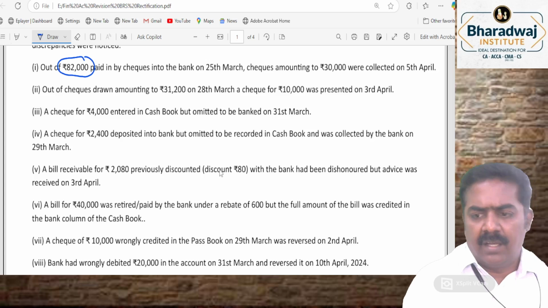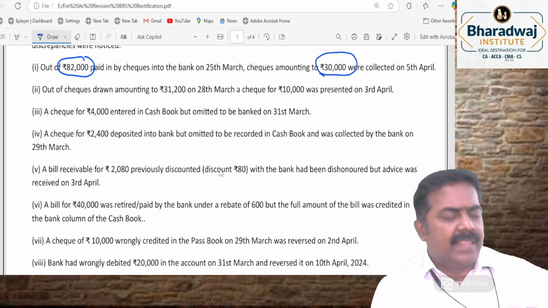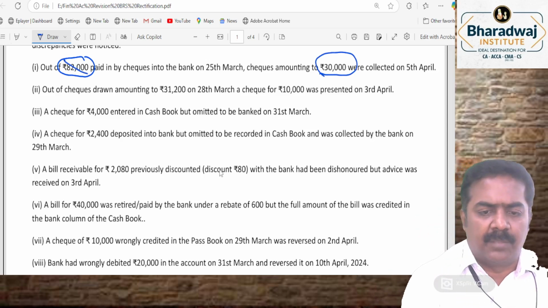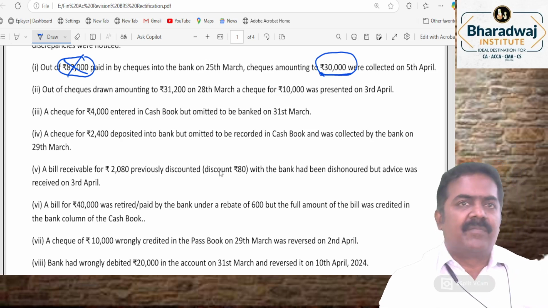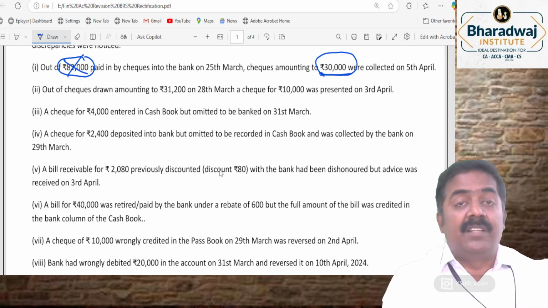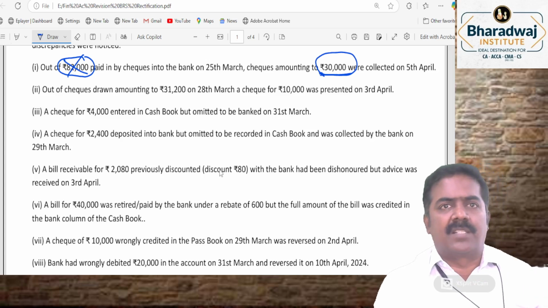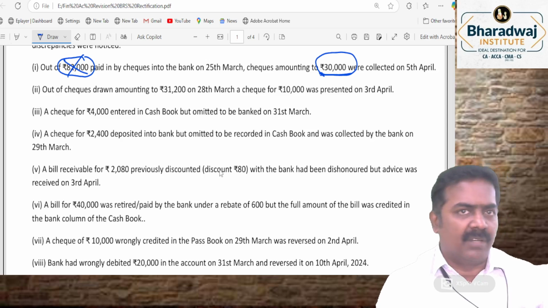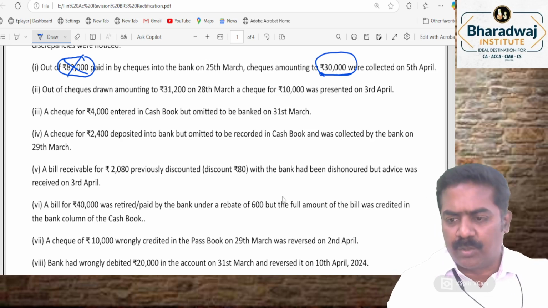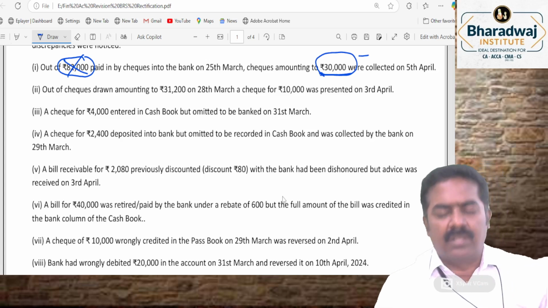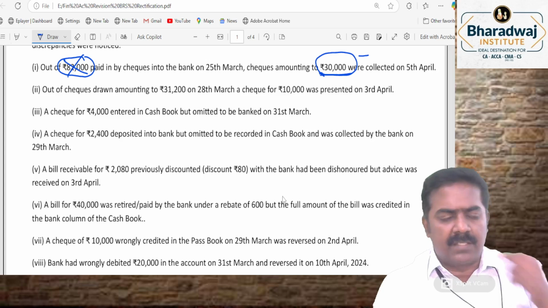In that, only how much was collected in April? 30,000 was collected in April. So we are not bothered about how much is deposited. How much is not collected? 30,000 is not collected within 31st March. While depositing the check, we would have added. So the banker has added, within 31st March they have not added, so reduce this 30,000. Minus 30,000.